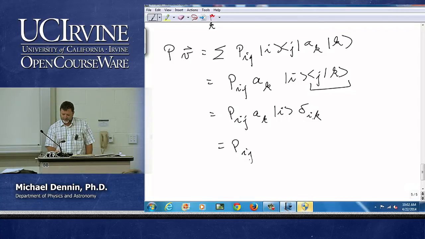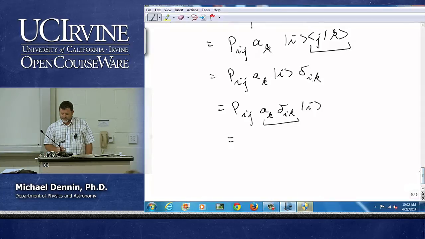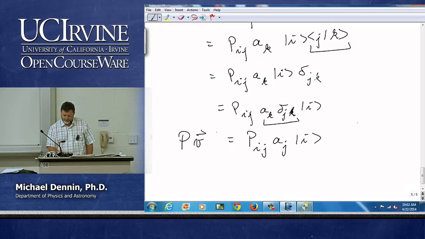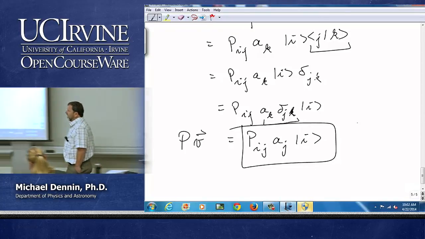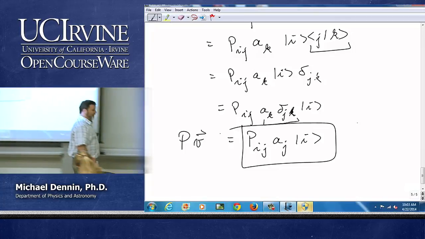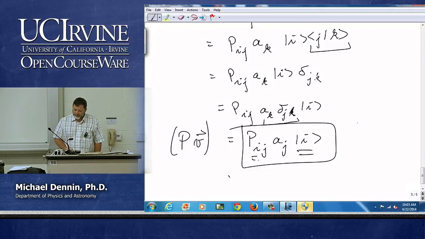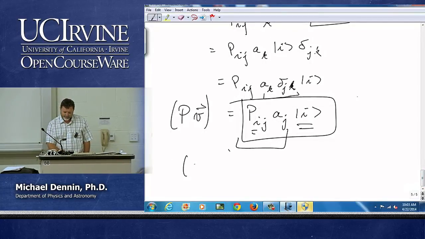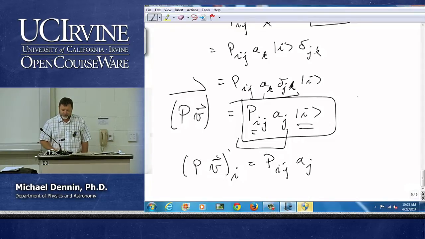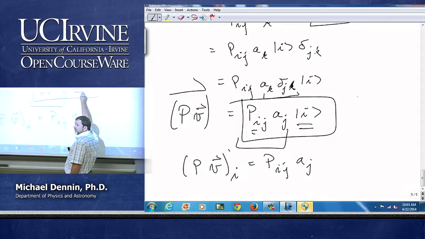So Pij ak |i⟩, and this became delta jk, which I now then can switch. Delta jk tells me I can set k equal to j, and so I have Pij aj |i⟩. And notice this is nothing more or less than vector notation. I have it summed out because this is summed. And if I pull out just this piece, that's the ith component of Pv. And this is Pv as a new vector, because to sum over the basis vectors is how I define a vector.